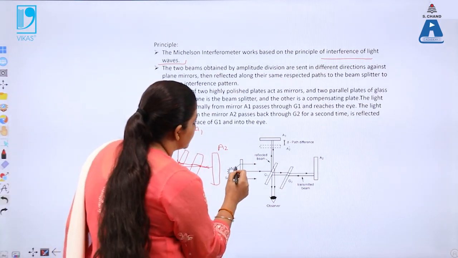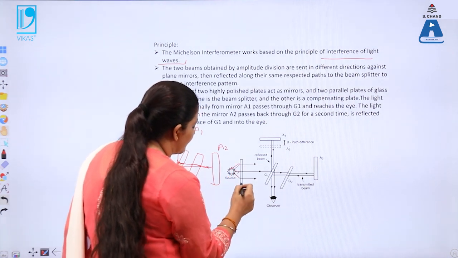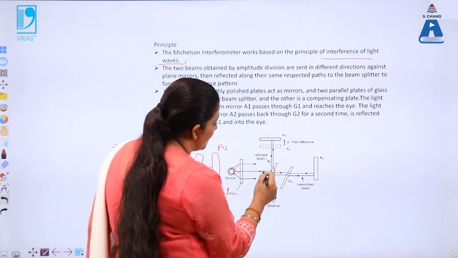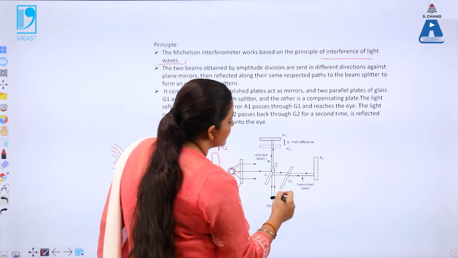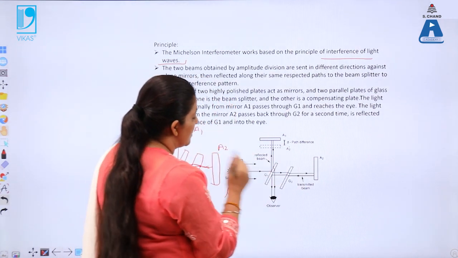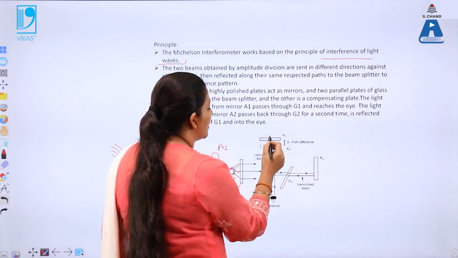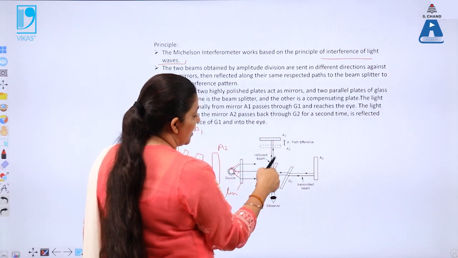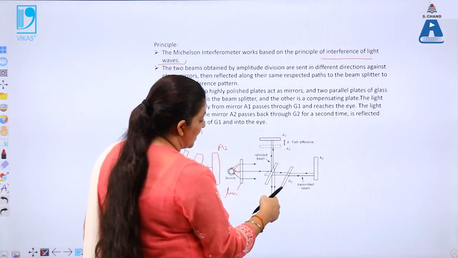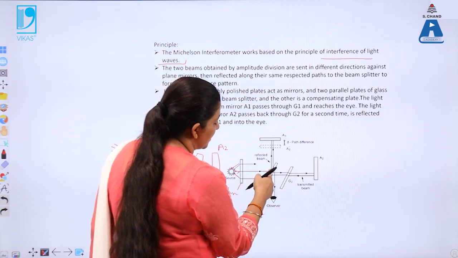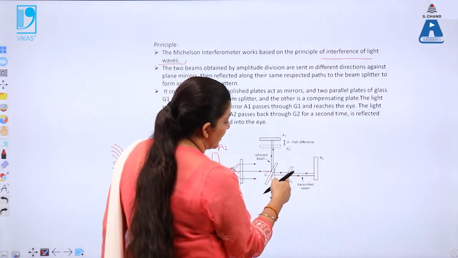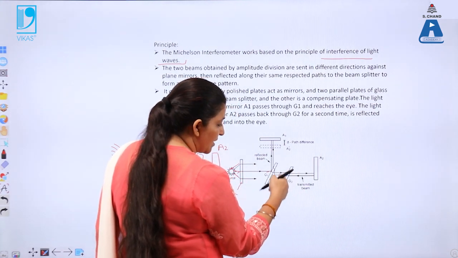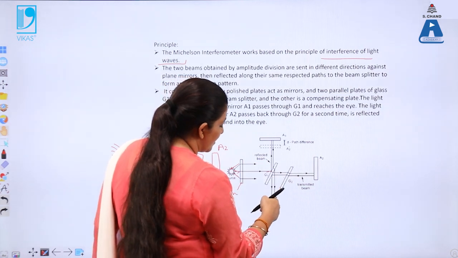So here the spherical wavefronts are converted into parallel wavefronts by using a lens. These parallel wavefronts fall on the glass plate G1, and a glass plate G2 is used over here. The reflected light goes directly to the mirror A1, then after being reflected back, it passes through the glass plate G1 and comes over here. The transmitted light passes through the glass plate G1, then through glass plate G2, is reflected back, passes through G2 again, and comes back over here.